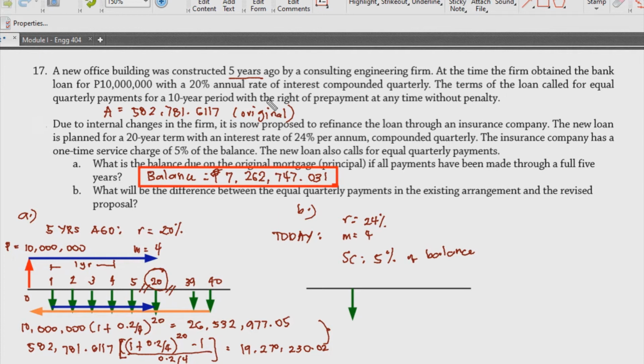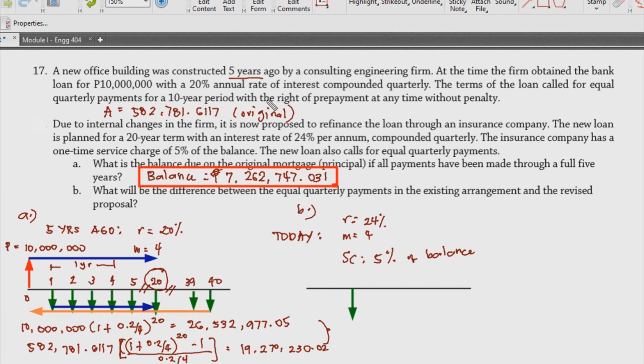Kasi alam naman natin na yung magiging principal natin would be the one that is the balance, no? Balance plus yung 5% charge, 'di ba? Kasi alangan namang gawin natin is mag-start ulit tayo sa 10 million, so sobrang unfair naman sa company. So with this, and sinabi naman dyan na magre-refinance tayo after 5 years. I mean, now na nakalipas na yung 5 years. So with this, kung ano lang yung balance mo na nabayaran, it makes sense na yun lang yung gagamitin mo for the new present worth that you'll be incorporating.